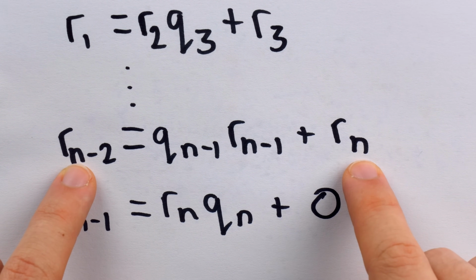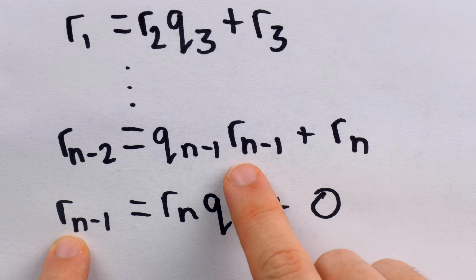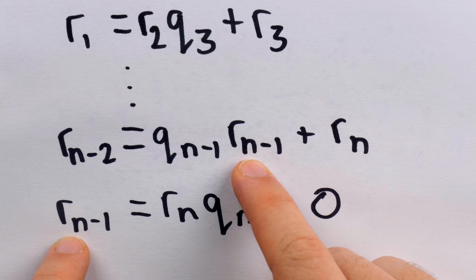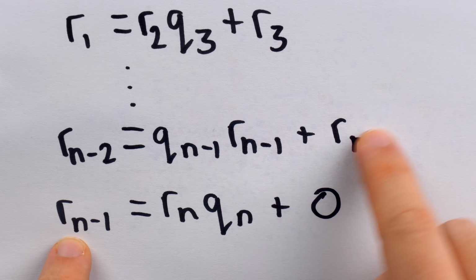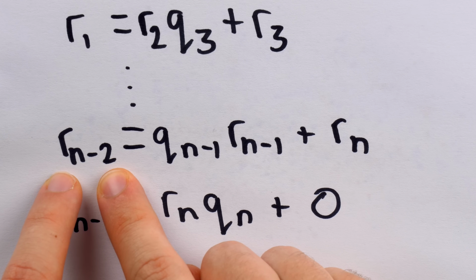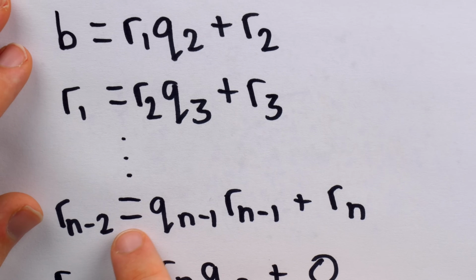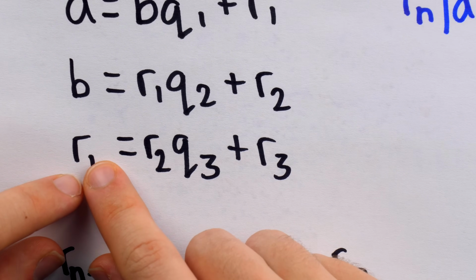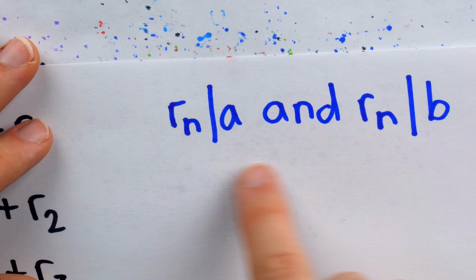Rn is obviously a multiple of Rn, and since Rn divides Rn minus 1, Rn minus 1 is also a multiple of Rn. So this is a multiple of Rn, this is a multiple of Rn. Together, they give us Rn minus 2, which must also be a multiple of Rn. Hence, Rn divides Rn minus 2. We can continue this logic, eventually getting that Rn divides R1, then Rn divides B, and Rn divides A, as desired.